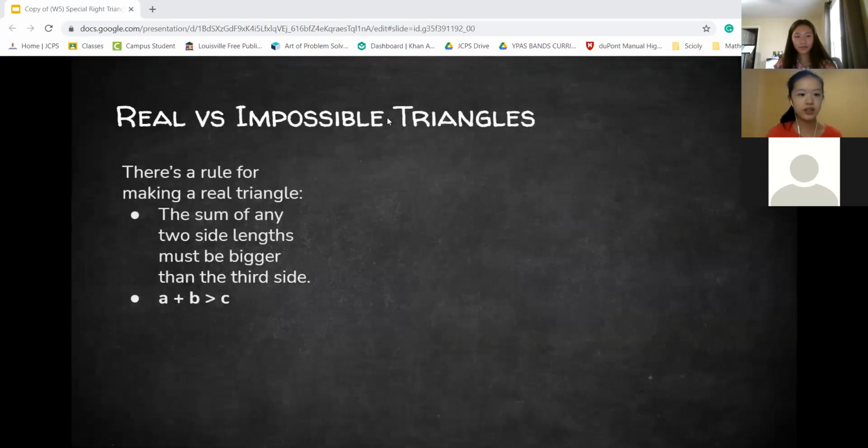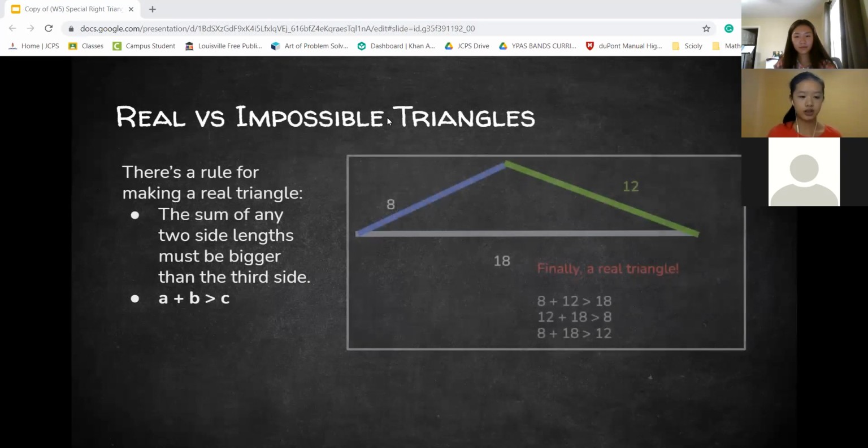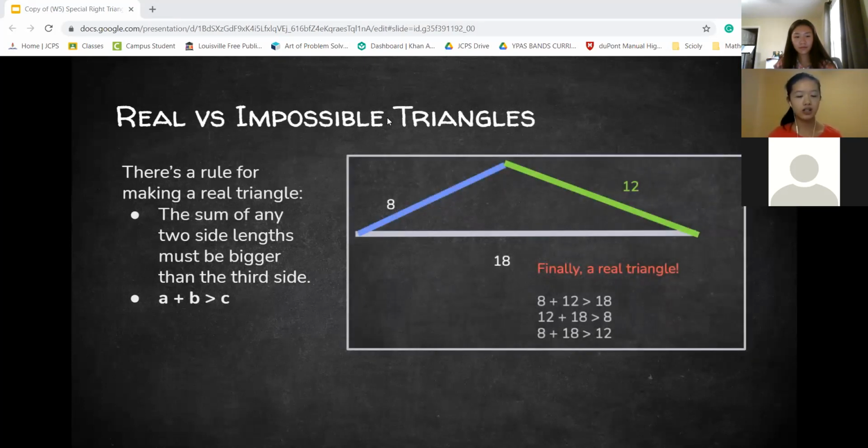So basically, in order for it to be a real triangle, the sum of any two side lengths has to be greater than the third, because that makes the two sides poke up, I guess, which makes a triangle.